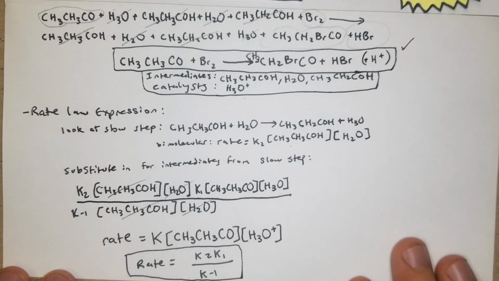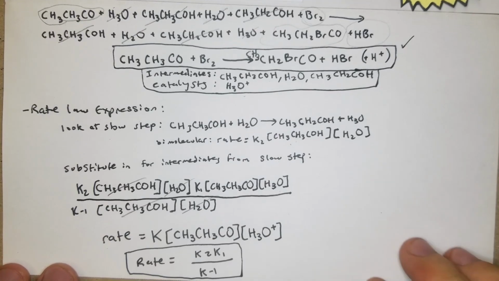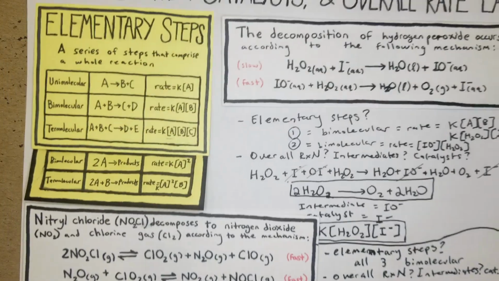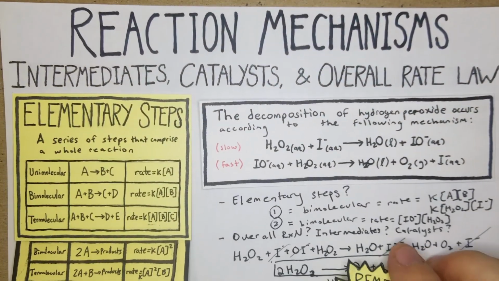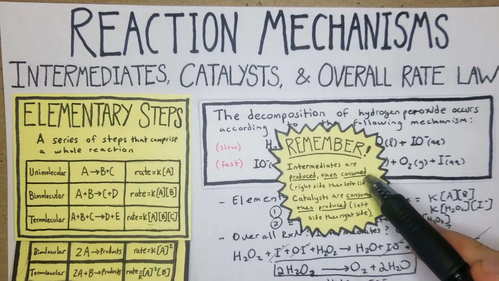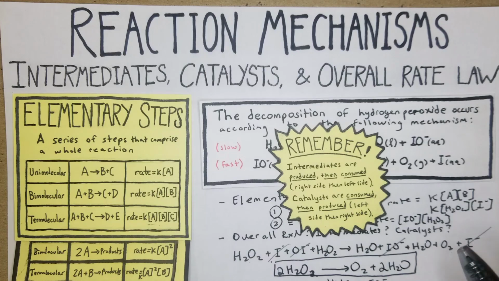So yeah, these are really tough problems compared to a lot of the things in these chapters. But I just want to run back to the very beginning, where we had this important reminder: intermediates are produced, then consumed, so right, then left. And then the catalysts are the opposite. They're consumed and then produced, left, and then right. So yeah, hopefully this helps someone.